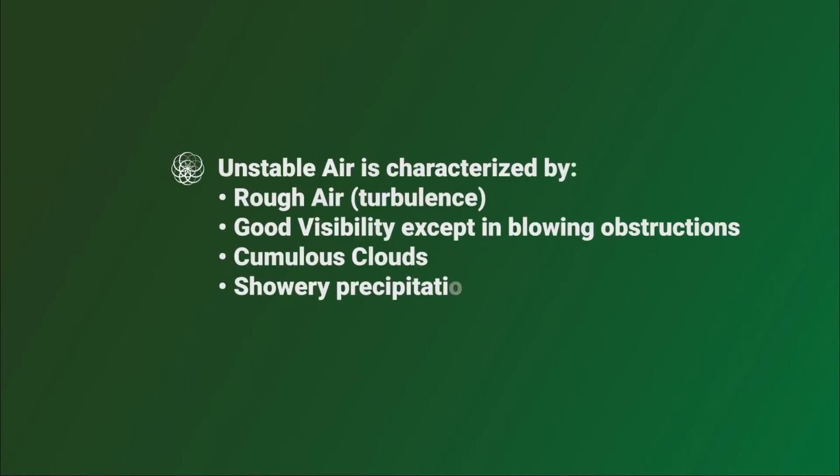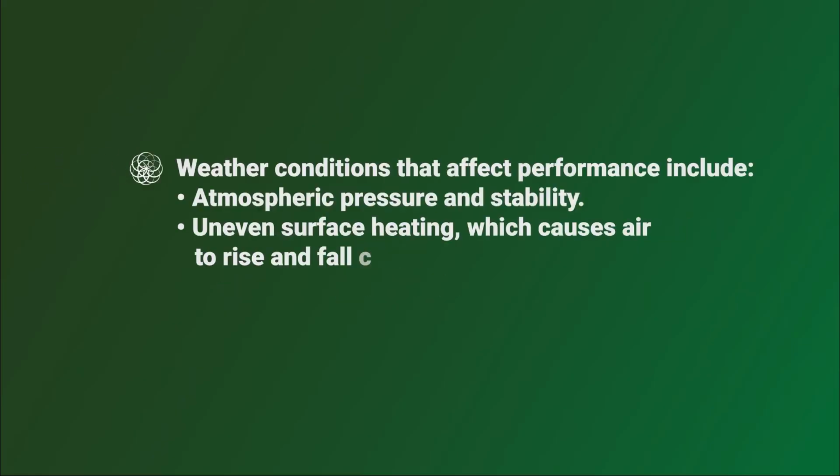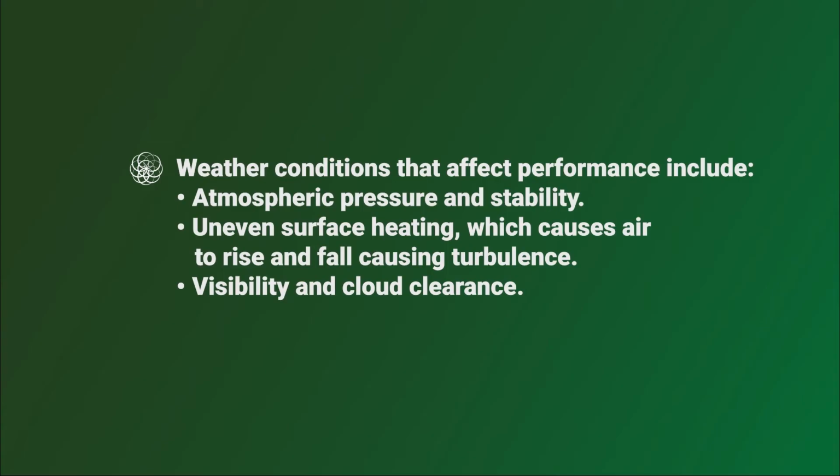Unstable air, on the other hand, is characterized by rough air or turbulence, good visibility except in blowing obstructions, cumulus clouds, and showery precipitation. Weather conditions that affect performance include atmospheric pressure and stability, uneven surface heating, which causes air to rise and fall, causing turbulence, and finally, visibility and cloud clearance.